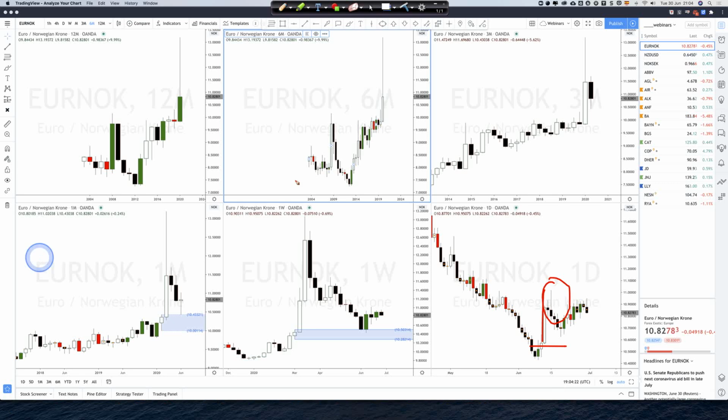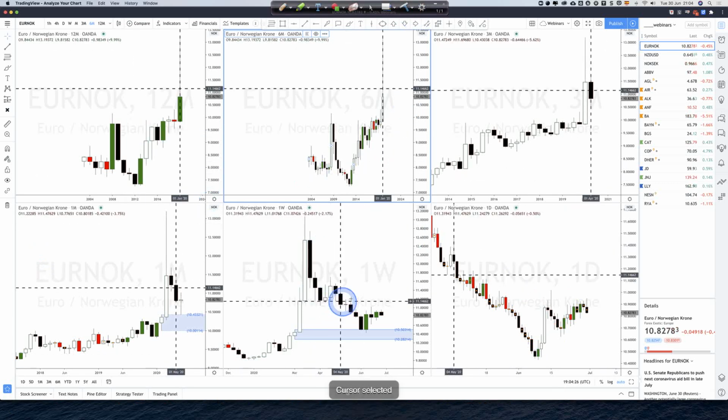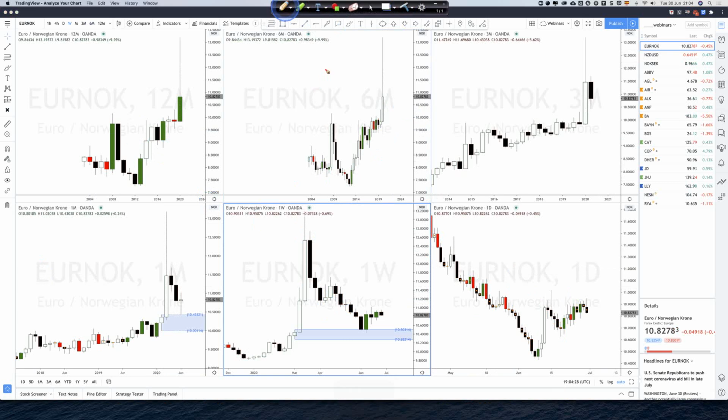Okay, great. So we're going to start with the Euro NOK because this scenario is happening on many NOK cross pairs. It is the same thing. We're going to have a look at a few of them to see that you should be taking only the ones that are looking the best.